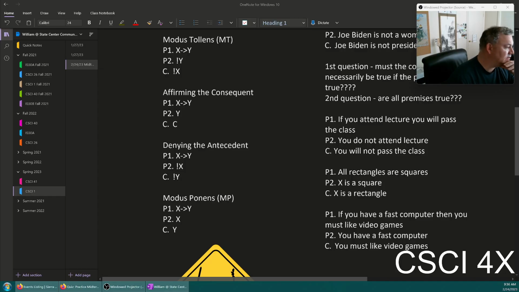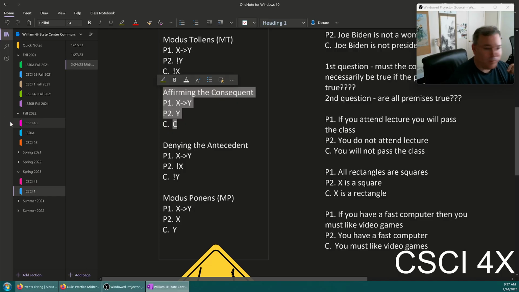If I study, I will pass the exam. I studied hard. If I study, I will pass the exam. I studied, therefore I passed the exam. So that is modus ponens. That is not affirming the consequent. Yeah, that is modus ponens.